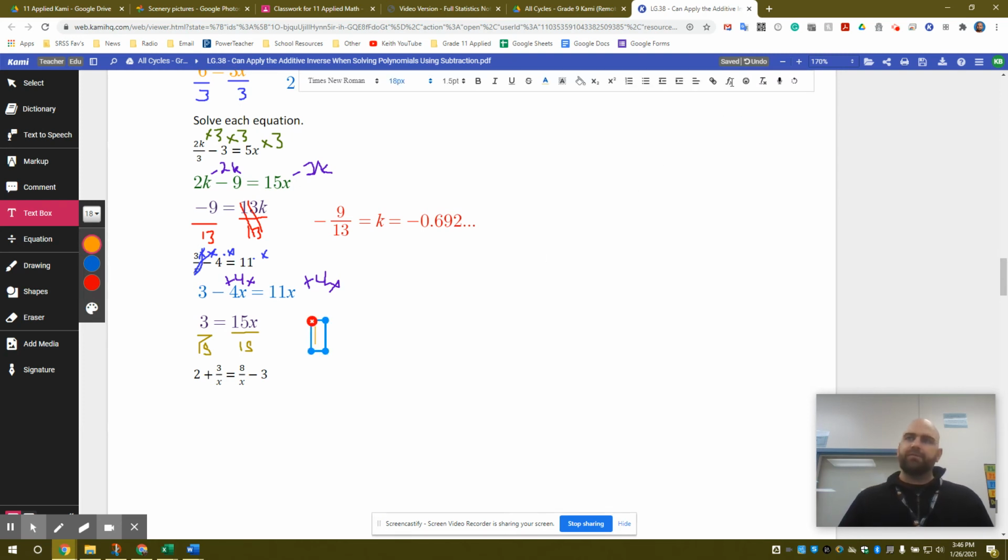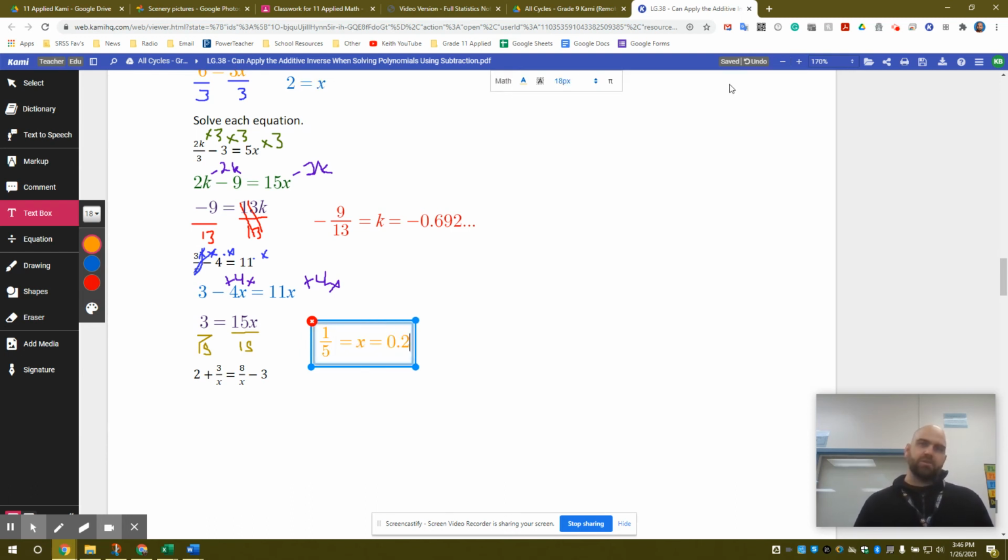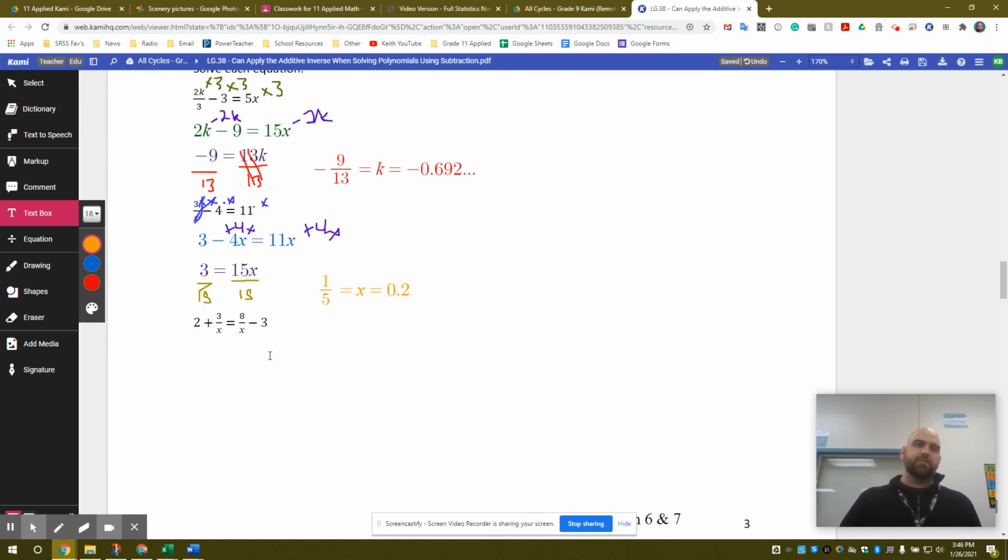And 3 over 15 is a fraction. Okay, we could divide it. 3 divided by 15 is in fact 0.2. Yep, 0.2. But we could also just leave it as a fraction. 1 over 5 is equal to x, which is also equal to 0.2. That is an okay one because that's an exact number. But if we don't, we can also just leave it as a fraction because a fraction is an exact number as well.